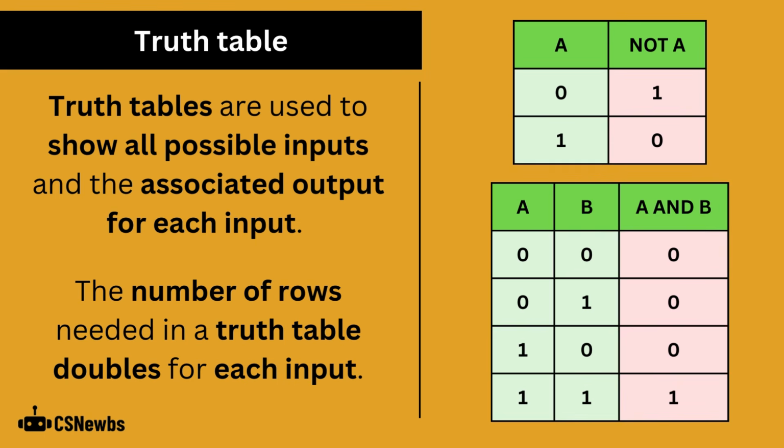Before we look at the three operators, you need to understand that a truth table is used to show all possible inputs and the associated output for each input. The number of rows needed in a truth table will double for each input. So in the top example, we have one input, which is A, so we need 2 rows. In the second example, there are 2 inputs, A and B, so there are 4 rows. If there was a third input, such as C, you would need 8 rows.